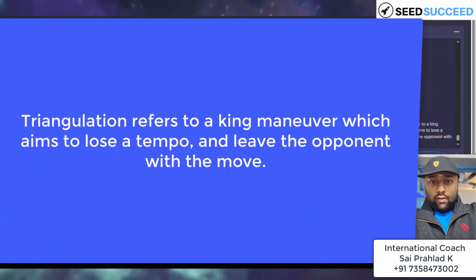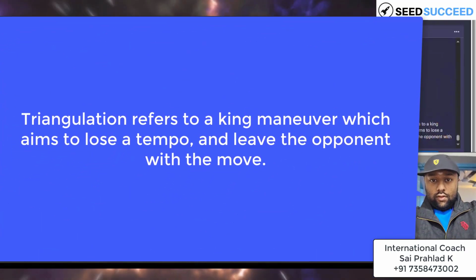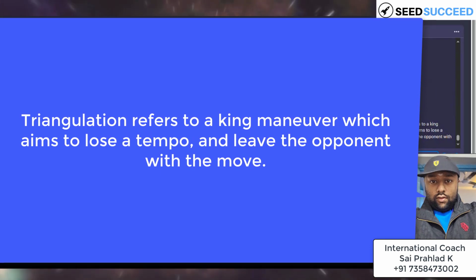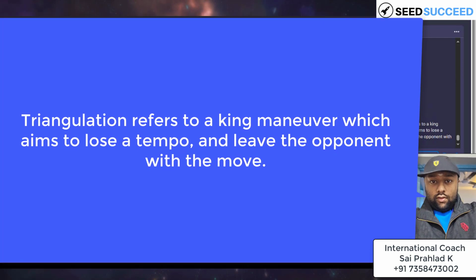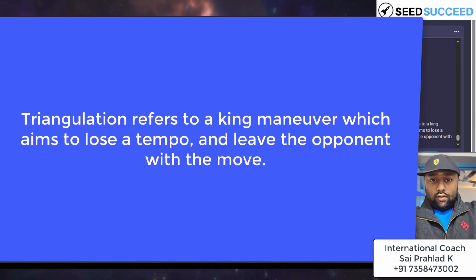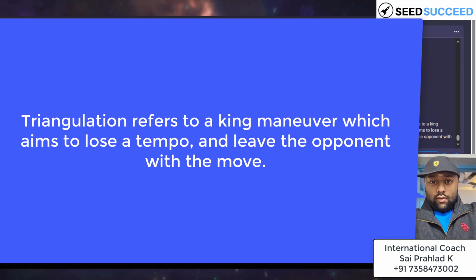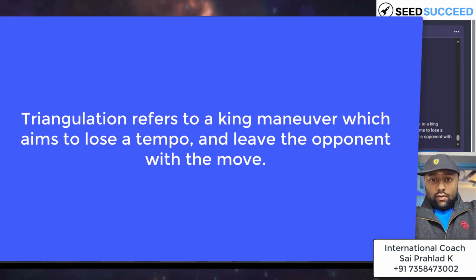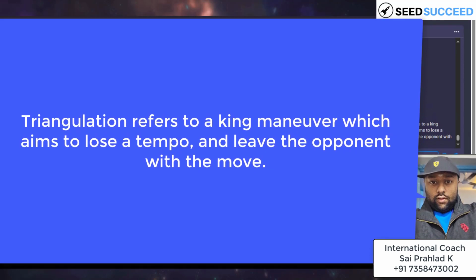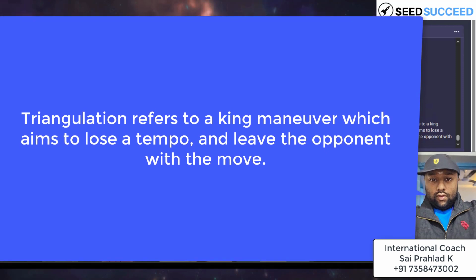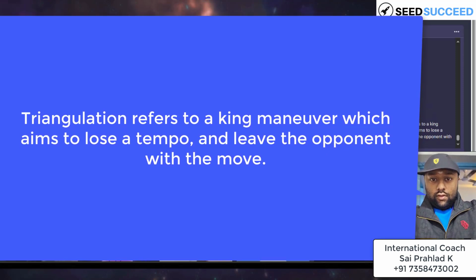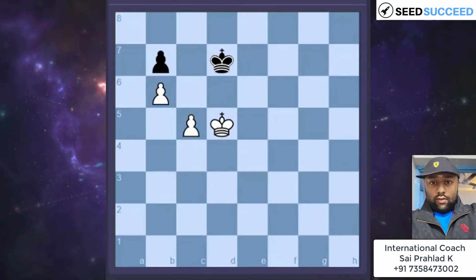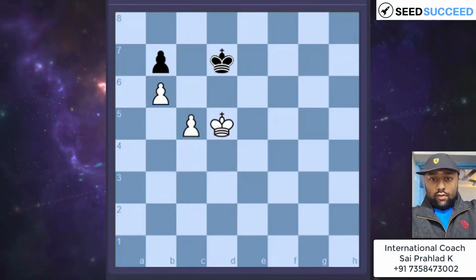So triangulation refers to a king maneuver which aims to lose a tempo and leaves the opponent with the move. It's basically a zigzag, where we are giving up a move for the opponent and we are giving the turn back to him. So we saw some good examples yesterday. We'll go through that.